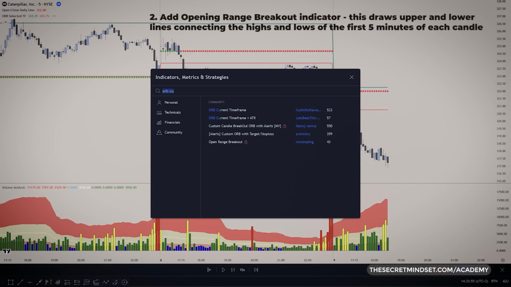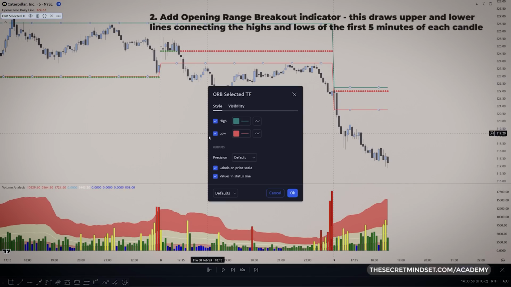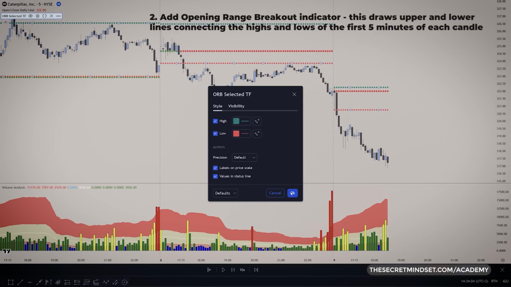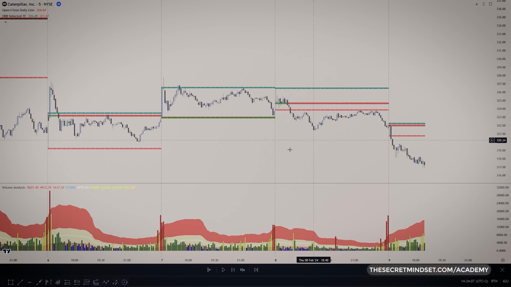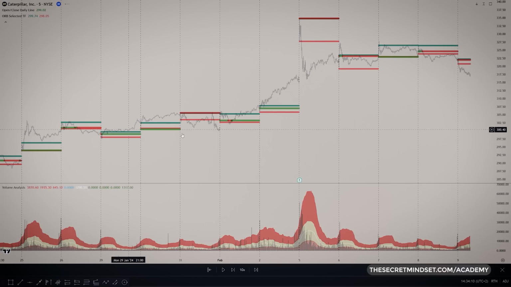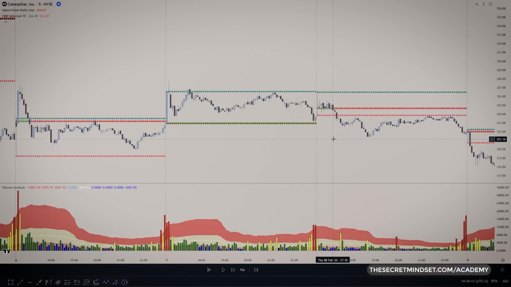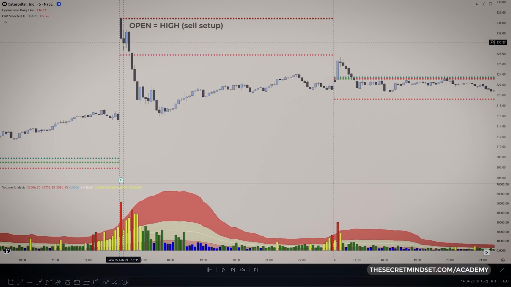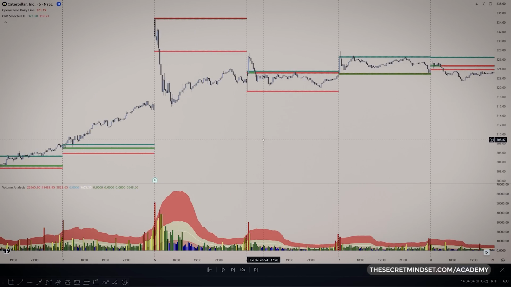The second indicator is the opening range breakout. This draws upper and lower lines connecting the highs and lows of the first 5 minutes of each candle. So make sure to set it to the 5-minute time frame you want to trade. The two-indicator approach is the cleanest workaround for easily finding signals if you monitor multiple markets. With this, we can visually compare the open price to the opening range high and low lines. When the open price line tags the low line, we have a potential buy signal. If it touches the high line, it's an opportunity to sell. It's a bit manual, but that's the closest solution within TradingView's library.